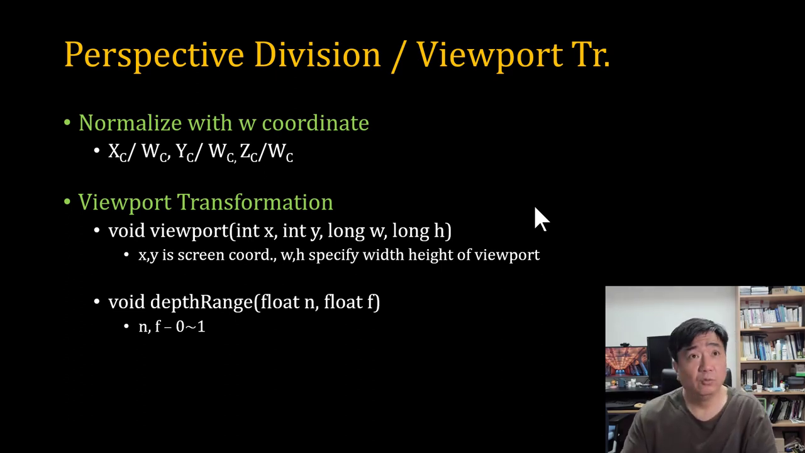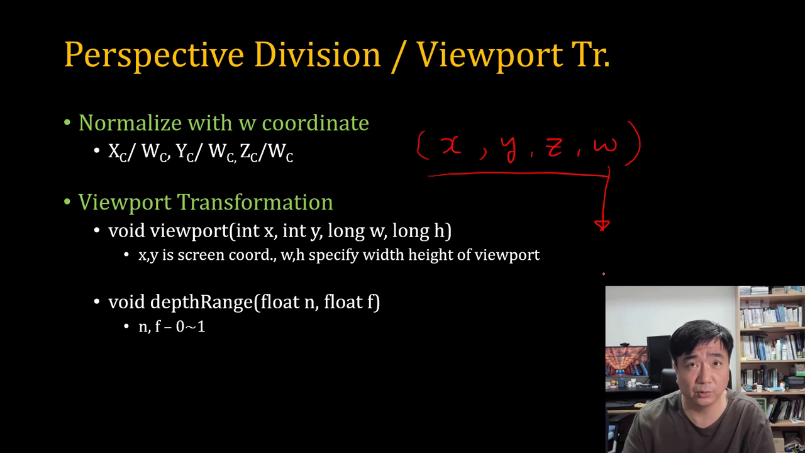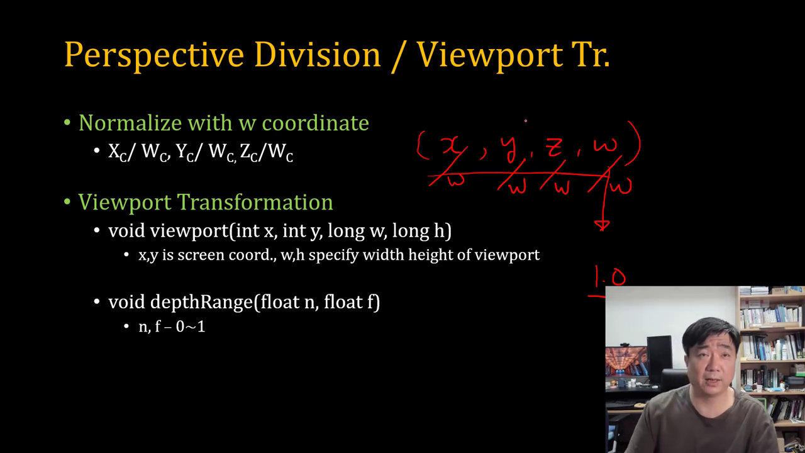Okay, so perspective division. We use the homogeneous coordinate. It means there are four coordinates: x, y, z, and w. After the perspective transformation, which is processed in the vertex shader, after the calculation of x, y, z, and w, the w coordinate can have various values, so it should be changed into 1.0. So all components of the coordinate should be divided by w. Then w will be changed into 1.0, and x, y, z values will be changed accordingly.